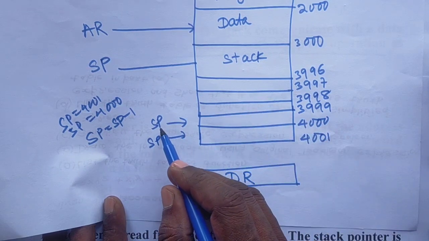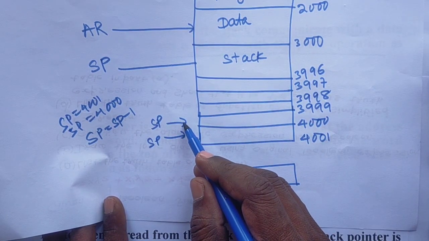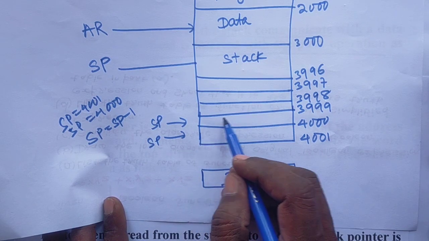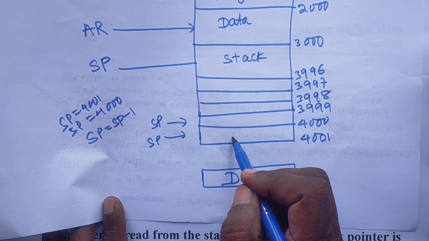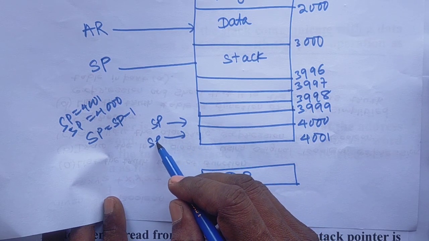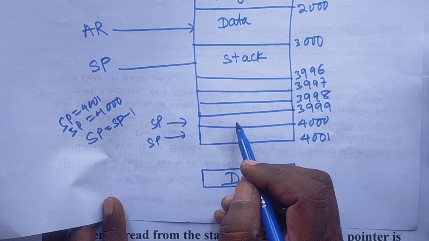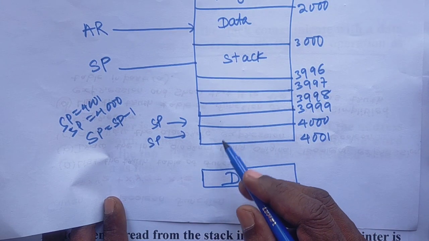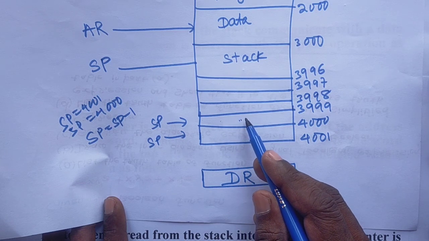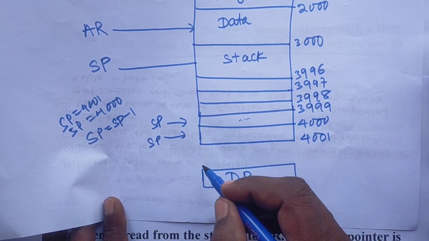Suppose here is 4001, and the address decreases in position, and this SP will be vacant because the data is here. Whenever SP is decreasing, this space will be vacant. Then data is collected or transferred from DR and inserted into this particular position. This is the basic concept.